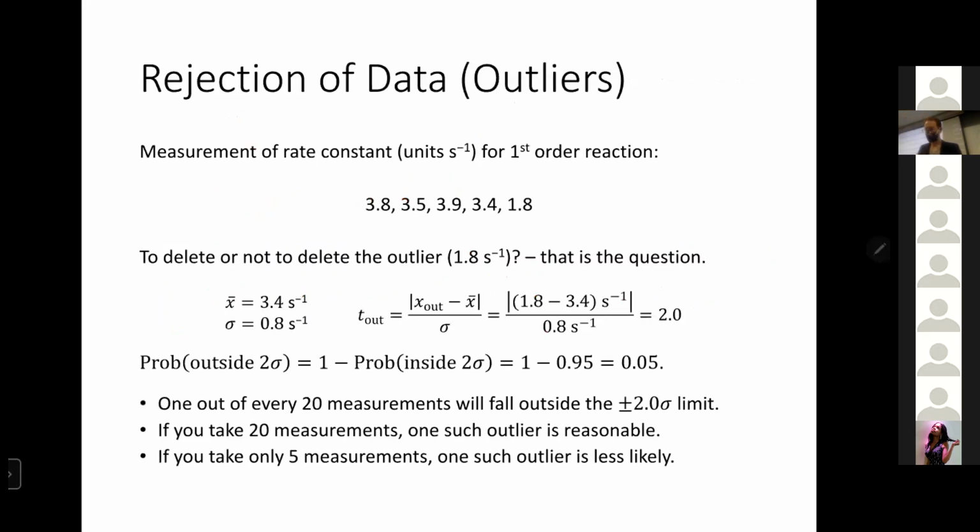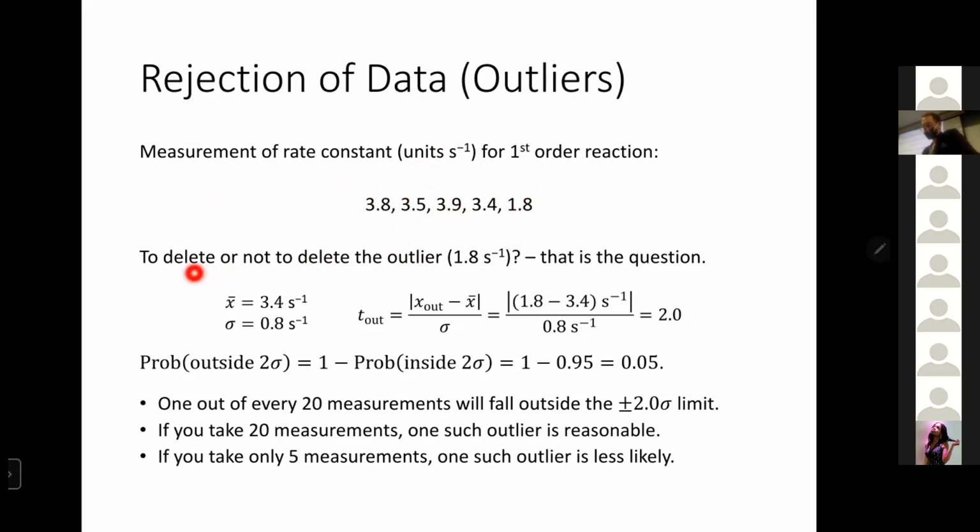Okay, the next topic that we want to discuss a little bit is rejection of outliers. And okay, so I'll introduce this with an example. So let's say you're doing a chemical kinetics experiment. You're measuring the rate of a chemical reaction. And you get the following values from repeated measurements in units of reciprocal second. So you get 3.8, 3.5, 3.9, 3.4, and then 1.8. So one of these values is not like the other. So this value of 1.8 looks like it's not really matching with the other values.